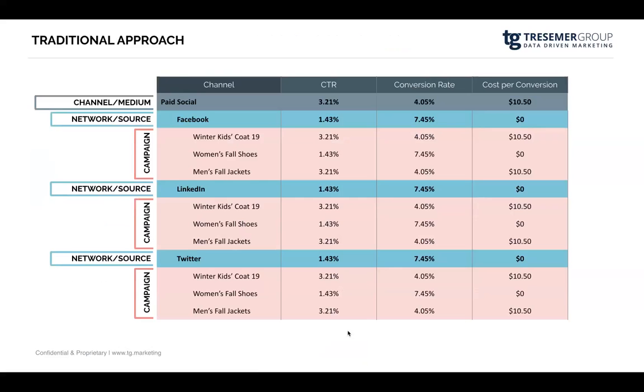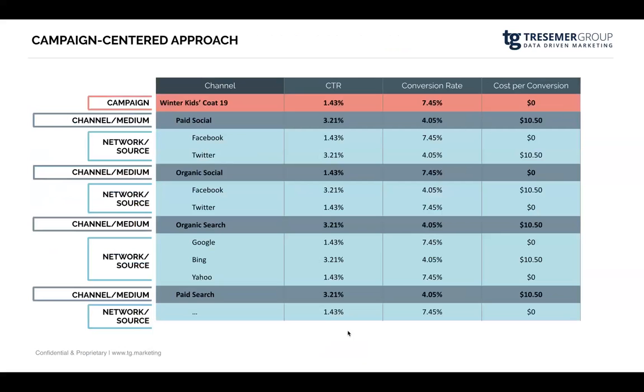So that's why we push the campaign-centered approach for the day-to-day management, which looks a little more like this. In your day-to-day execution, you want to know how that campaign performs across your networks, not how your networks perform across campaigns. You're going to ask yourself, okay, last year we ran this Winter Kids Coats campaign. Which network had the best performance? Looking at the data by campaign will give you that answer quickly so you can adjust your budget and optimize every time you run that campaign.